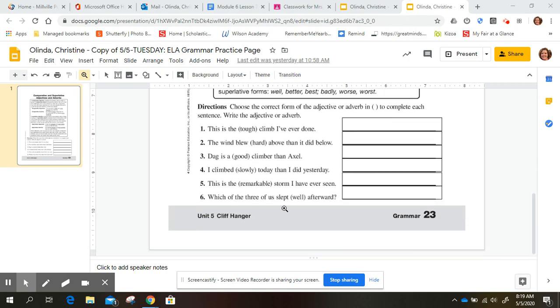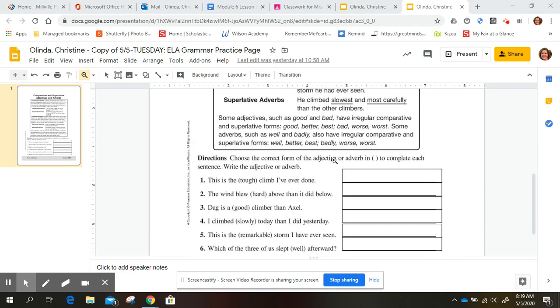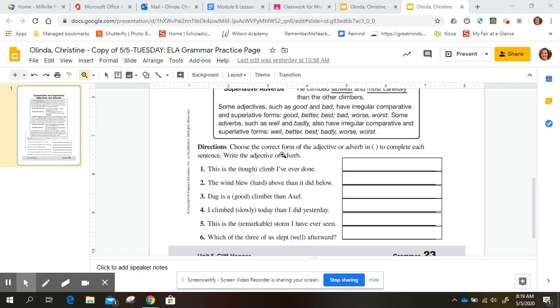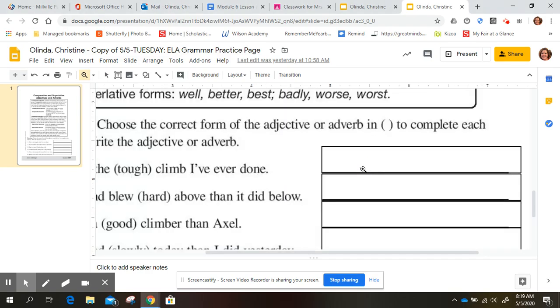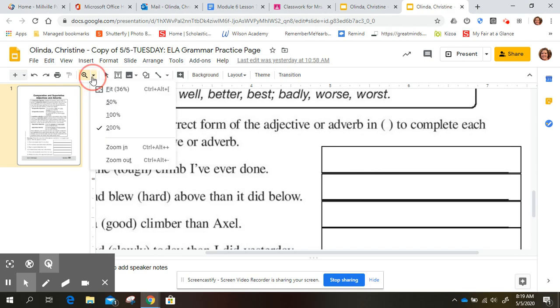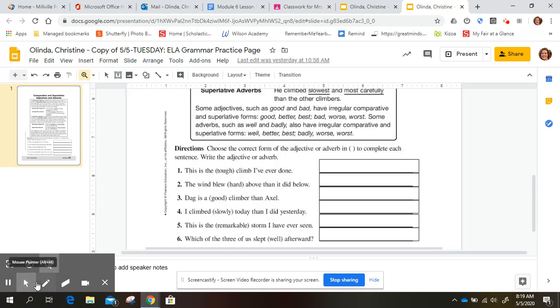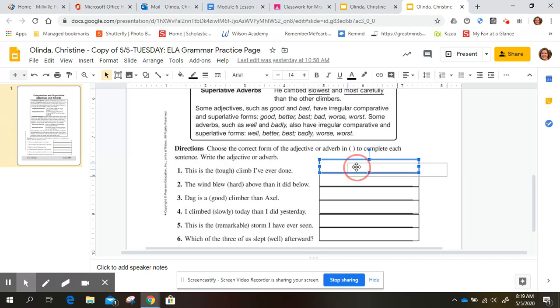All right, so this is pretty short. There's only 6, and we can always refer back to the instructions if we need to. It says choose the correct form of the adjective or adverb in parentheses to complete each sentence. Write the adjective or the adverb. All right, so let's go there. And it doesn't look like there's a text box, but we can just add one if it'll let me. Yep, there we go.